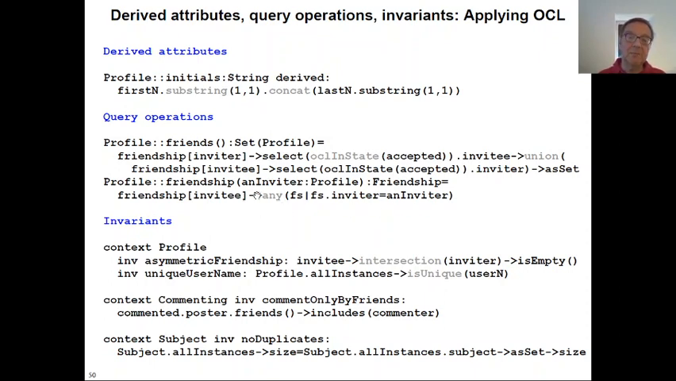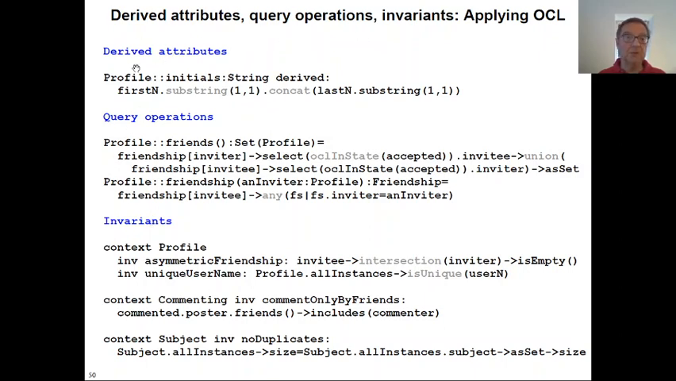We will see more details about this operation later in the course. So this is a query operation that is defined in the class profile and which returns a single friendship object. This is a set valued result, and this is an object valued result. A single object is returned here.